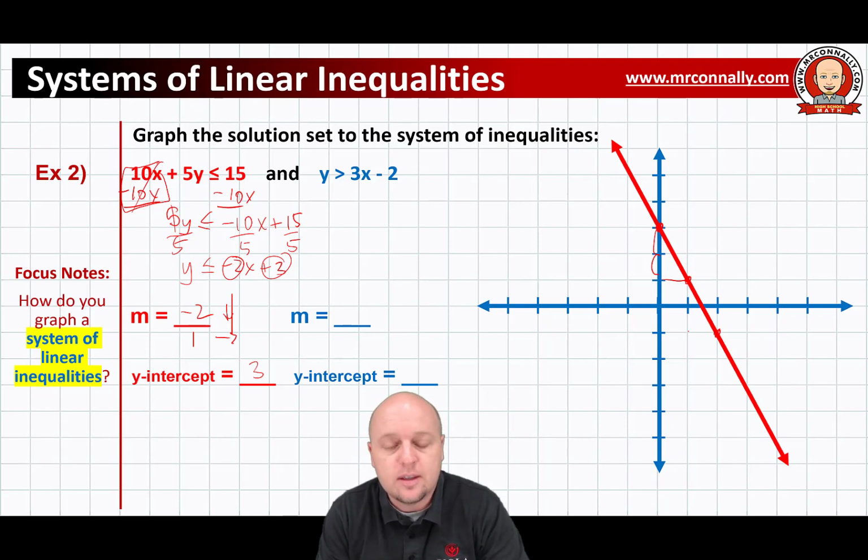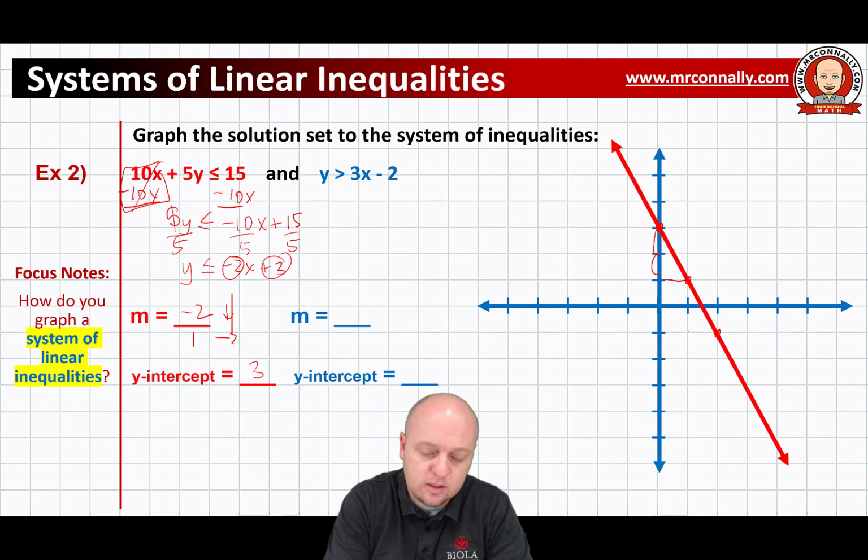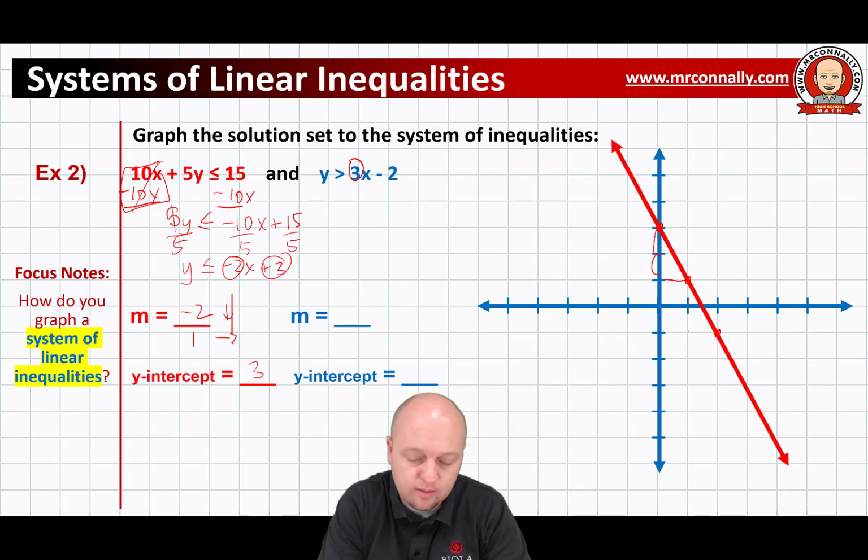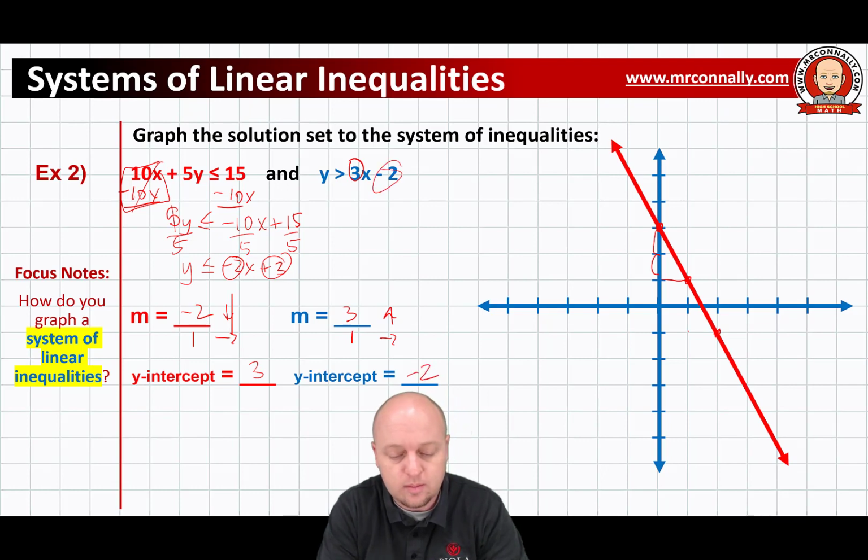All right, now let's draw the next line. y is greater than 3x minus 2. Thankfully, this is in slope-intercept form already. So the slope is 3, or 3 over 1. That means we're going to go up 3 and to the right 1. And then the y-intercept is going to be -2. Remember, -2 right there means that it's going to be -2. So I go down 2, and now I go up 3 and over 1. 1, 2, 3, over 1.